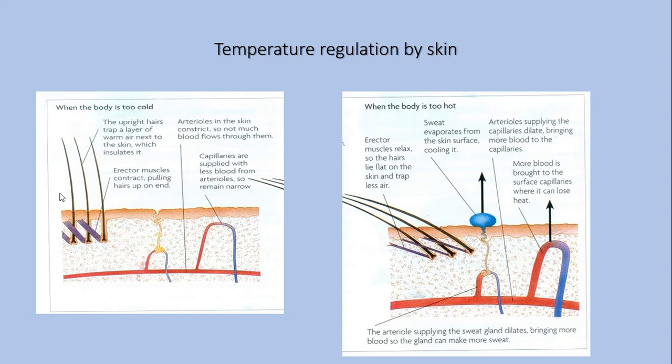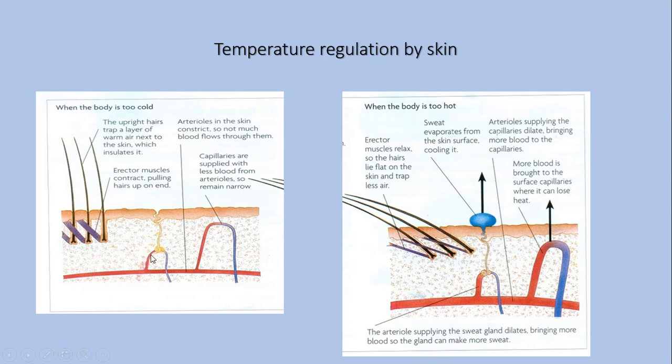So in order to reduce heat loss, the arterioles constrict or they get narrower, and we call this process vasoconstriction. Vaso means vascular, so the tubes here. Constriction means contraction or getting narrower. So the blood that is going to the capillary here is reduced, and the one that is coming out of the vein also is reduced.